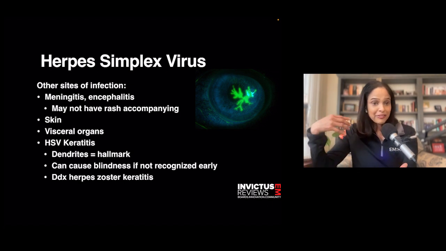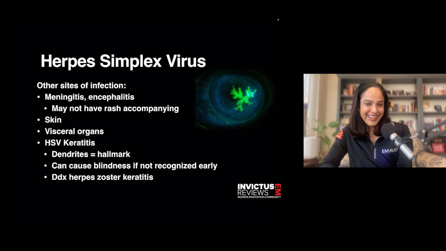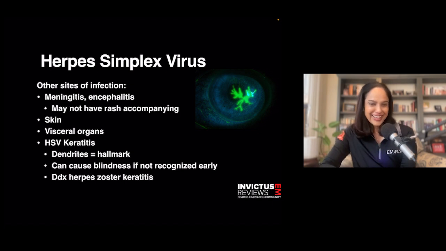Skin, you can have, wrestlers get herpes gladiatorum. There are other places you can get it, like herpetic whitlow. I'll show you a picture of that in a second. I'm pretty sure I'm right about that, now I have to look that up. But yes, herpes gladiatorum was the one the wrestlers get, skin on skin.